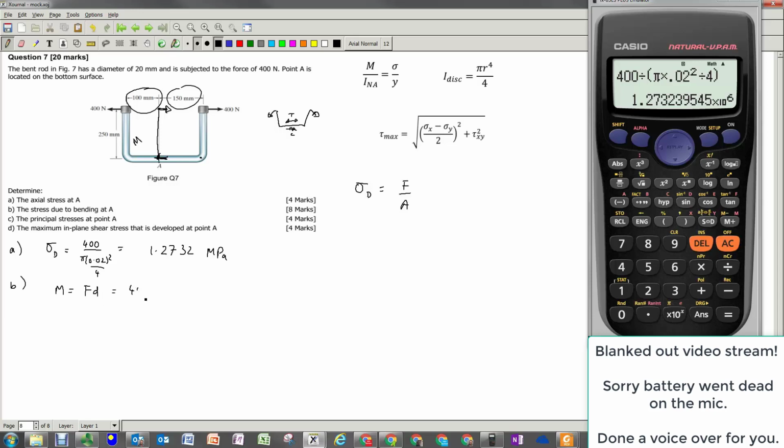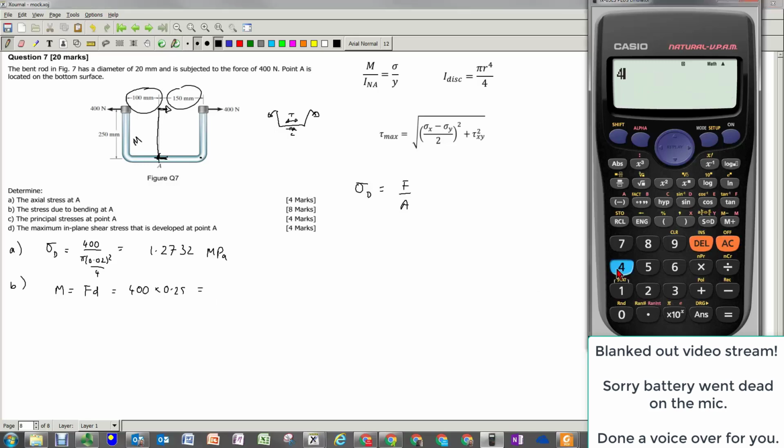So let's find out the bending moment that's being created. We can see that it's going to be 400 newtons away from the neutral axis, and the distance away from the neutral axis is 0.25. Well, we're assuming that the neutral axis is bang down the middle of our rod. So we've worked out what M is. M is going to be 100 newton meters.